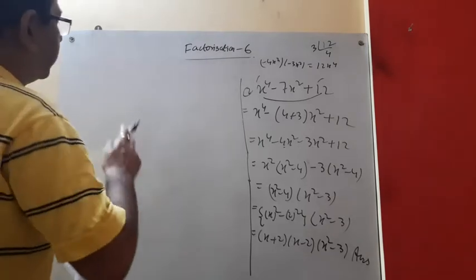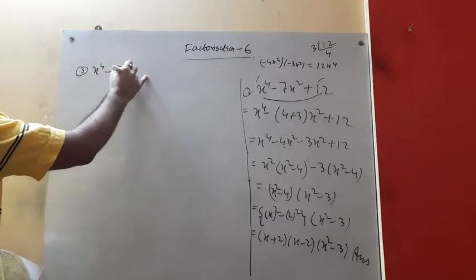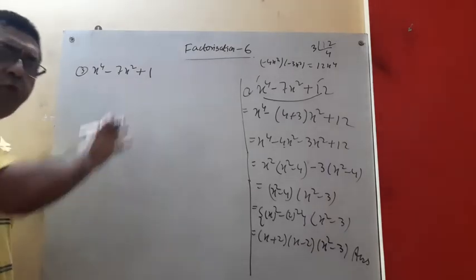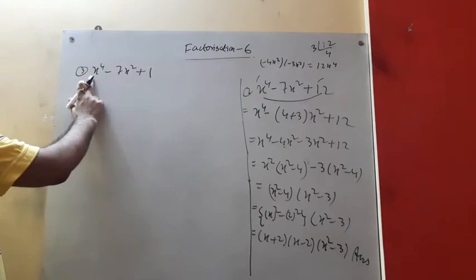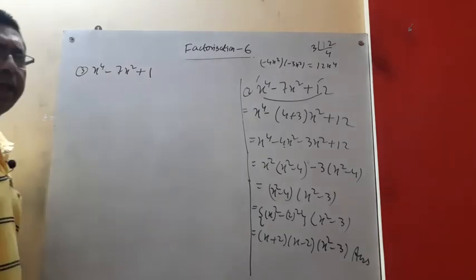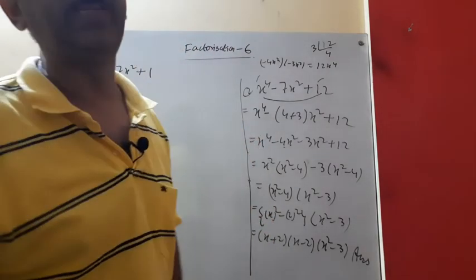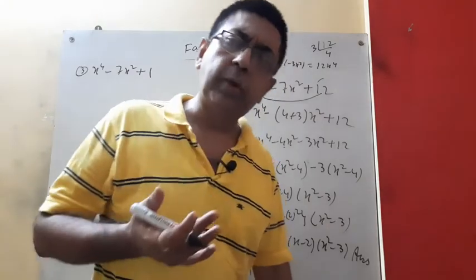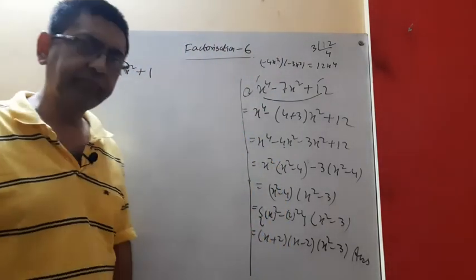Now see another one, almost very close to this one: x to the power 4 minus 7x square plus 1 is given, right? So can we go for middle term break? Look, 1 and x into x for x to the power 4. So from 1 we cannot get 7 by factorization. So middle term is not possible here. So what will I do? Difference of two squares. Sir, is it possible? How is it possible?